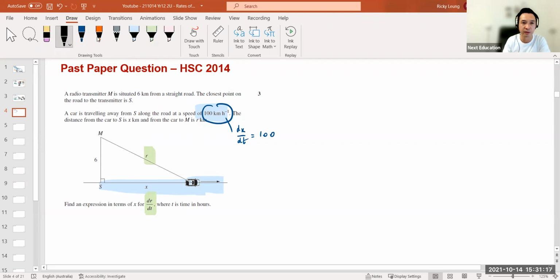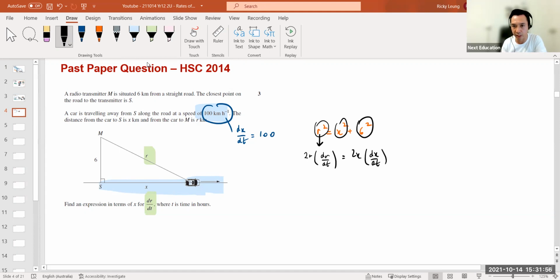So let's hop right onto the funner method of implicit differentiation. I start with Pythagoras: r squared equals x squared plus 6 squared. Now, what do I want? I want dr/dt, so I'm going to make r the subject. I'm going to differentiate each term using implicit differentiation, where I differentiate like I do normally and multiply by dr/dt, equals, differentiate that normally, dx/dt, and 36 goes to 0 when I differentiate.